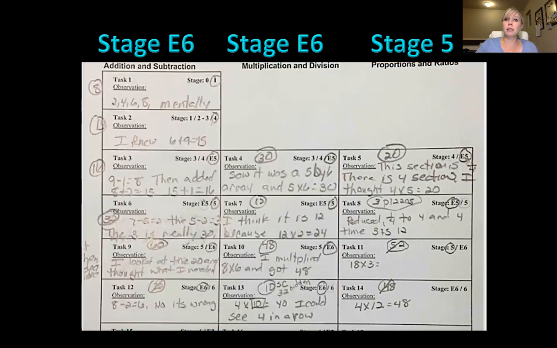So if we take a look at all of these, addition subtraction domain is scored at an E6. The multiplication division is scored at an E6. And I'm scoring the ratios and proportions as a stage 5. Now, to get the overall, this would be a stage 5. We take the lowest one, and that's the overall stage.